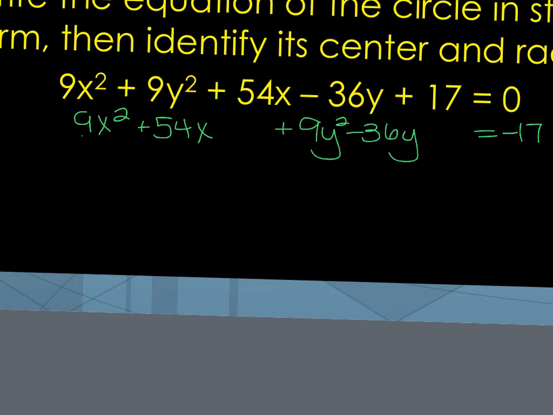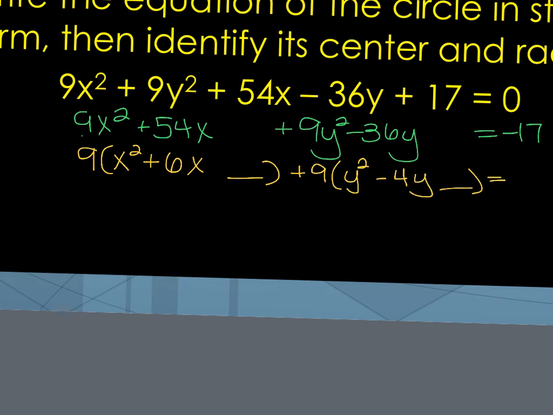I would take the 9 out of both of these, and I'd get x^2 + 6x. I'm going to leave that space because I'm going to fill it in. And I would take out the 9 here, y^2 - 4y. Leave this space. Then I want to complete the squares. 6 divided by 2 is 3. 3 squared is 9. I'm going to add the 9 here. And typically I would add the 9 to the other side here. But because we took that 9 out, I have to accommodate for it. How do I do that?